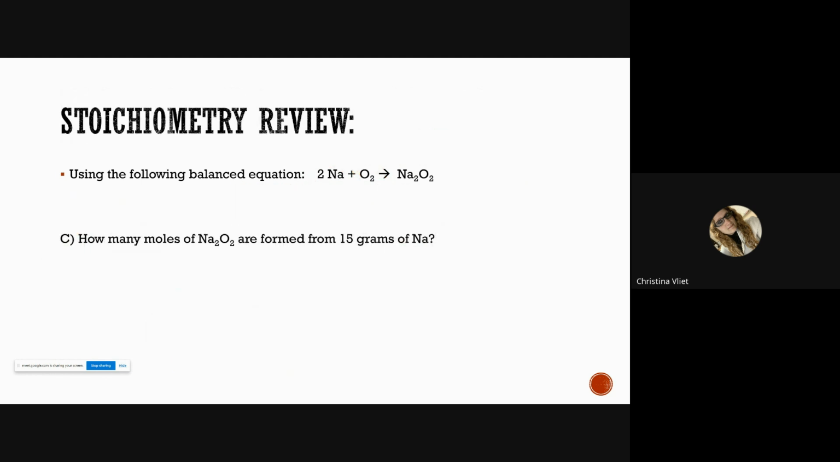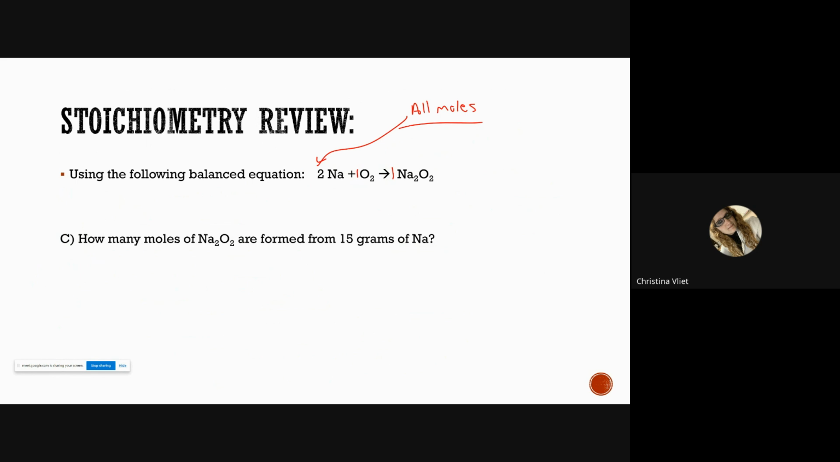So C. It asks, how many moles of Na2O2 are formed from 15 grams of Na? Oh, no. I have 15 grams of Na, but I can't use it. The 2, the 1, and the 1 are not grams, are they? These amounts right here are all moles. All the coefficients are moles. So what do I do if I've got grams? Oh, we're going to have to do an additional step, right?